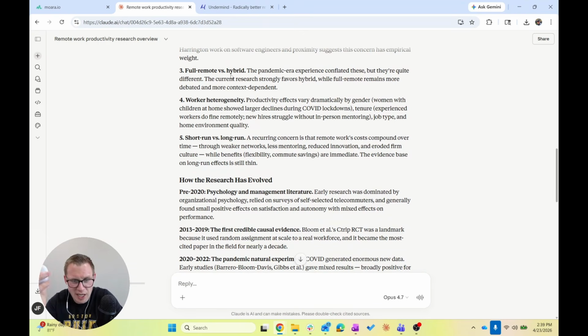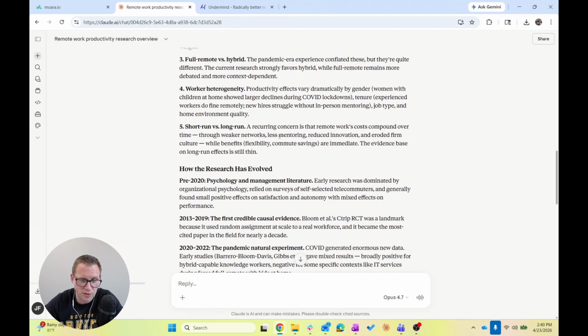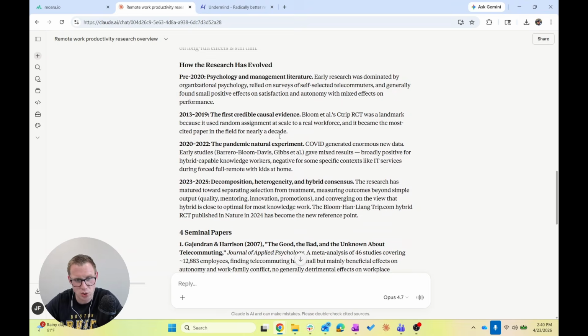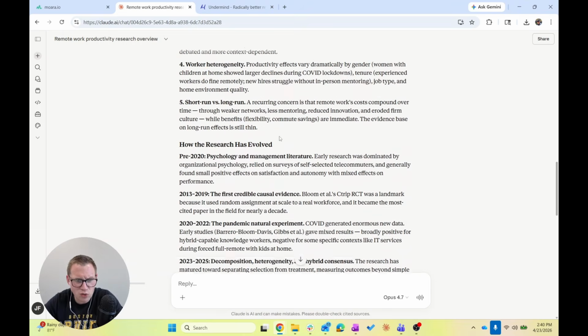Full remote versus hybrid. Yep, we've talked about that. Worker heterogeneity: productivity effects vary by gender. That's interesting. Tenure, job type, and home environment quality. Short run versus long run. A recurring concern is that remote work's costs compound over time through weaker networks, less monitoring, and reduced innovation. All really interesting. Let's run through this quickly.